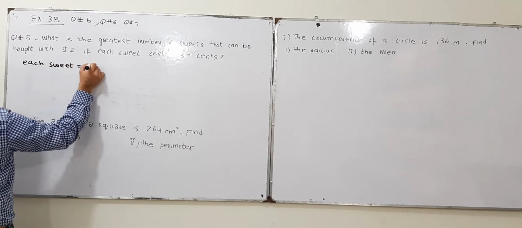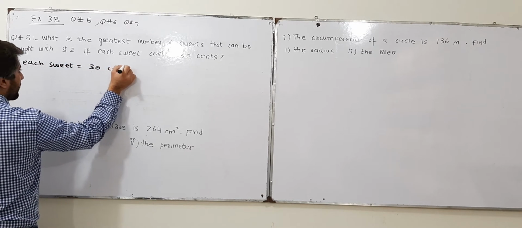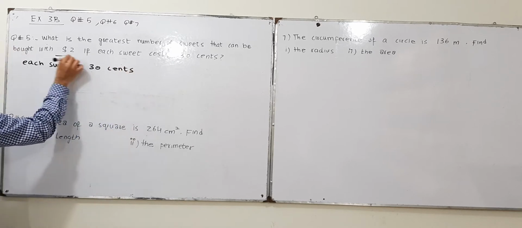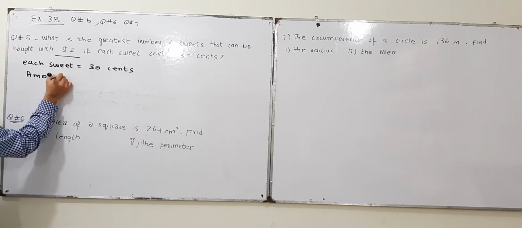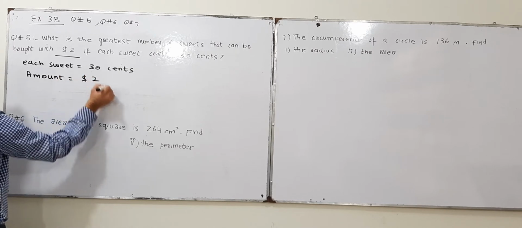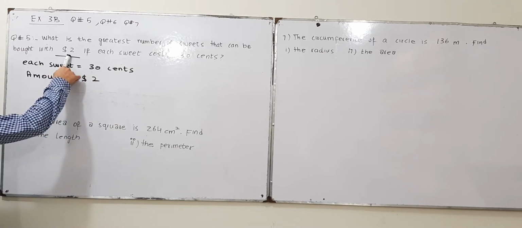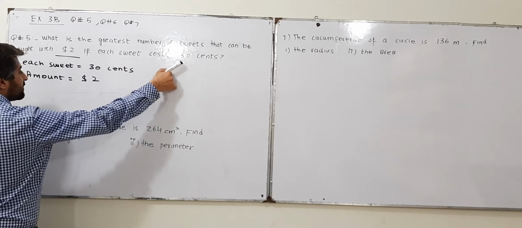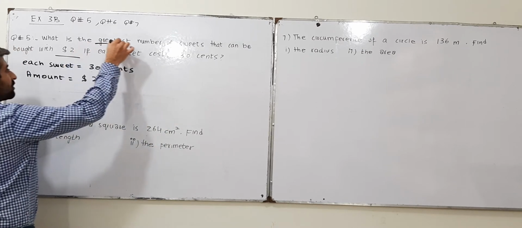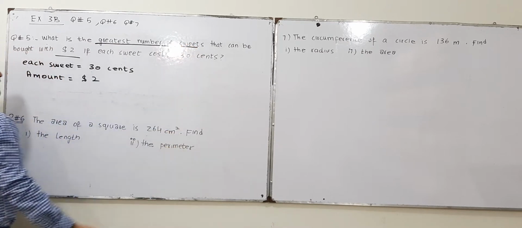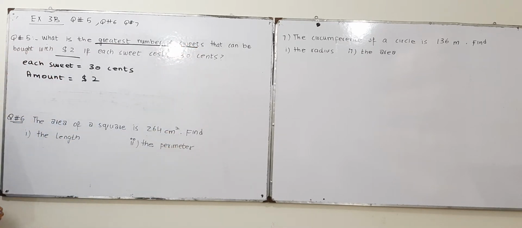Each sweet costs 30 cents. And you have how much amount to buy sweets? Your total amount to buy sweets is $2. This is the total amount and the cost of one sweet is 30 cents. Now you have to find the greatest number of sweets that can be bought with $2.